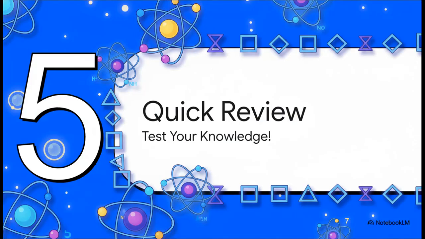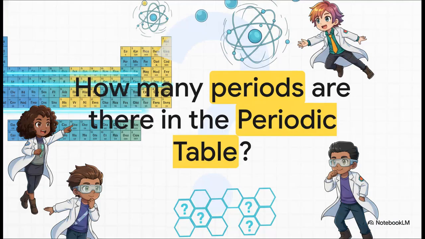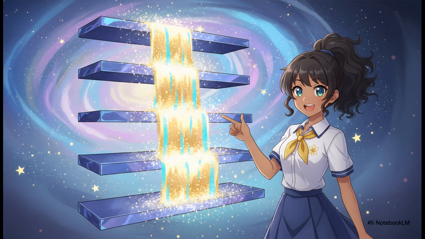Okay, you've learned about periods, groups, and isotopes. That's a lot of info. So अब वक्त है एक quick, fun knowledge check का. Let's see what you've learned. Are you ready? First question, nice and easy. How many periods are there in the periodic table? Think about it for a second. And the answer is 7. Yes, bilkul sahi. There are 7 of those horizontal rows, the periods, that run from left to right. Awesome job if you got that right.